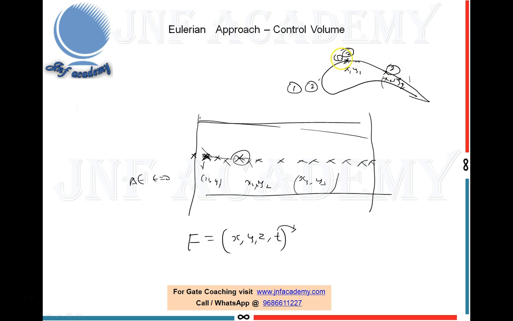But now particle 1 will also have the same velocity here. What is the velocity that particle 2 has experienced at the location x2, y2? Particle 1 will also have the same velocity when it passes through this fixed location. So basically the idea here is, any particle that is passing through a fixed location will have the same velocity. So the velocity is a function of space here.